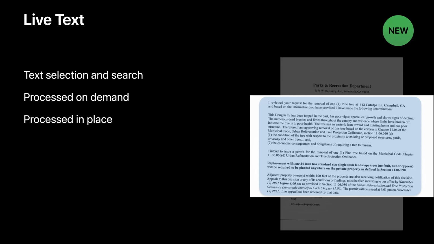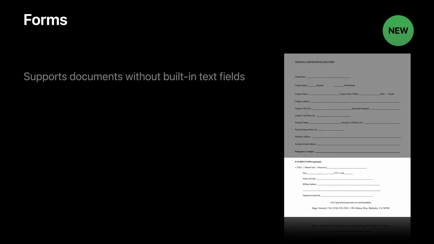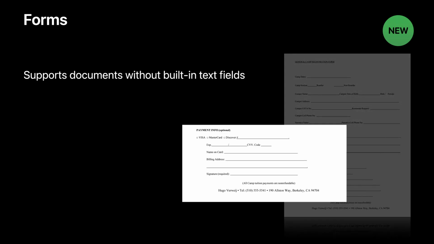OCR is done in place. There's no need to make a copy of the document. And if you choose to save text for the whole document, there's an option to do so when saving. In addition to text, PDFKit has improved form handling. Documents that contain form fields are automatically recognized, even if they don't contain built-in text fields. You can tab through these text fields and enter text just like you would expect.